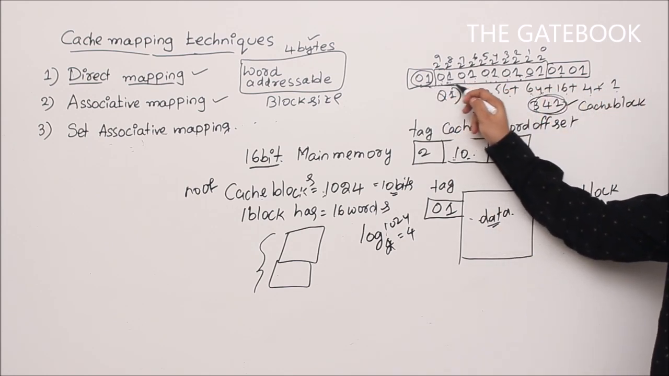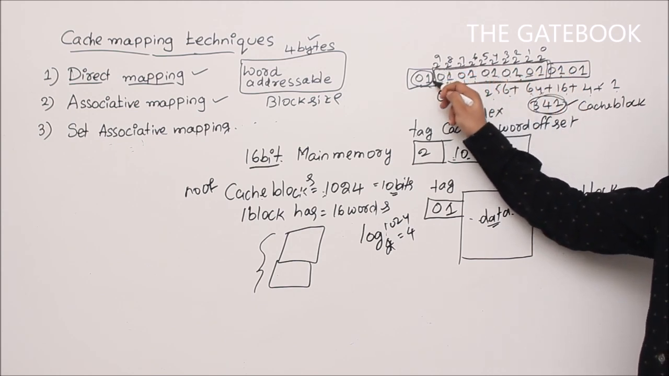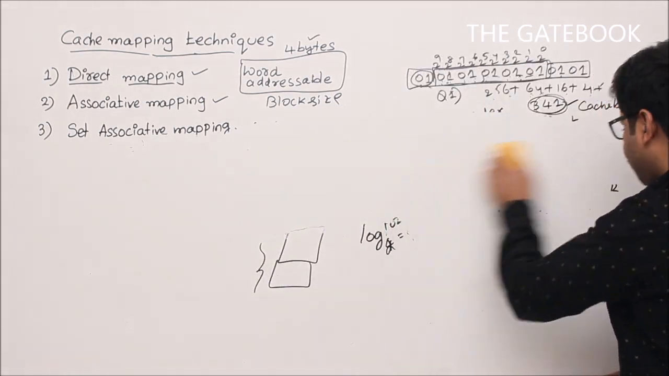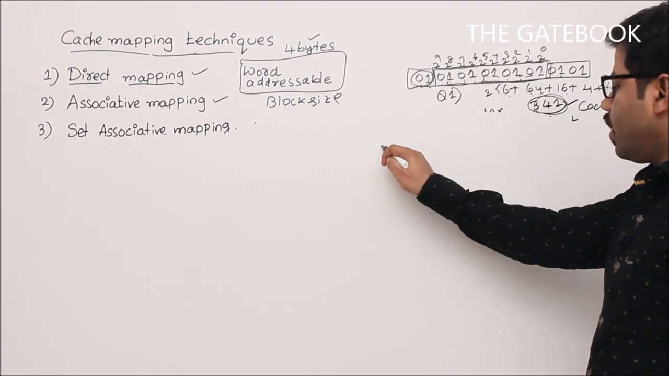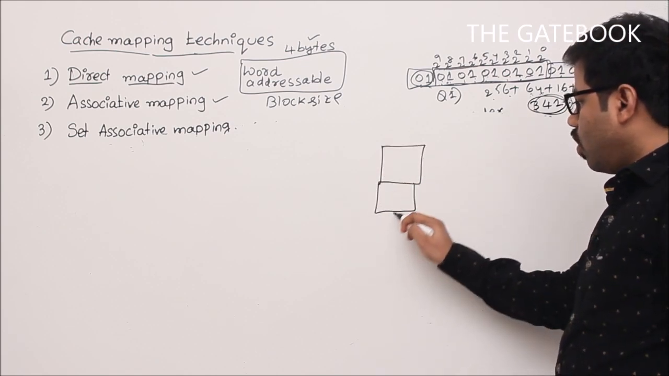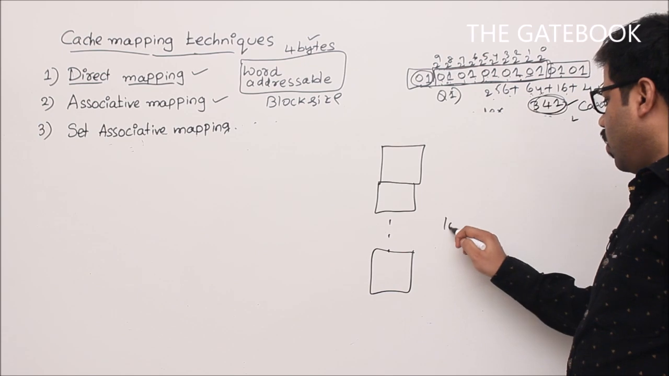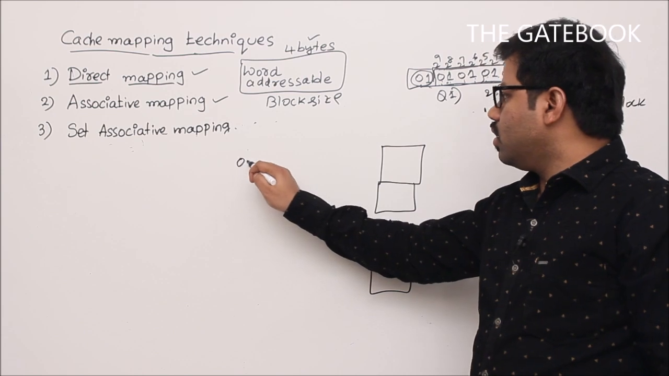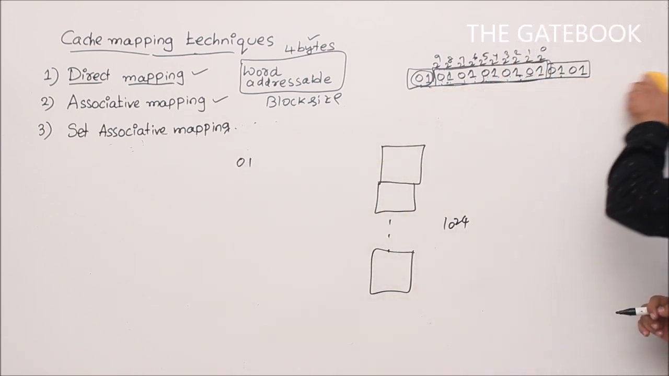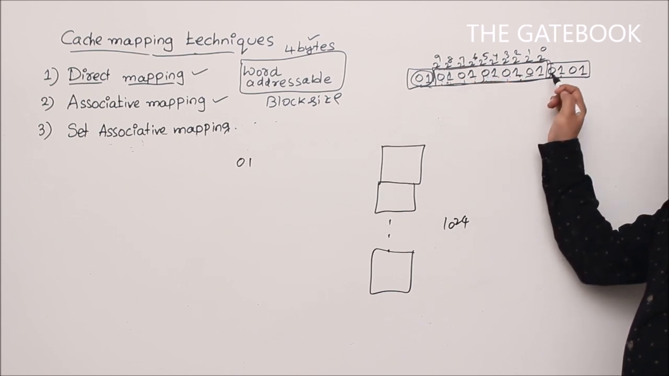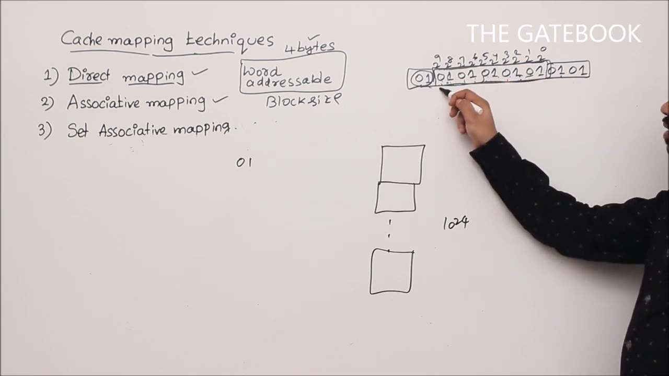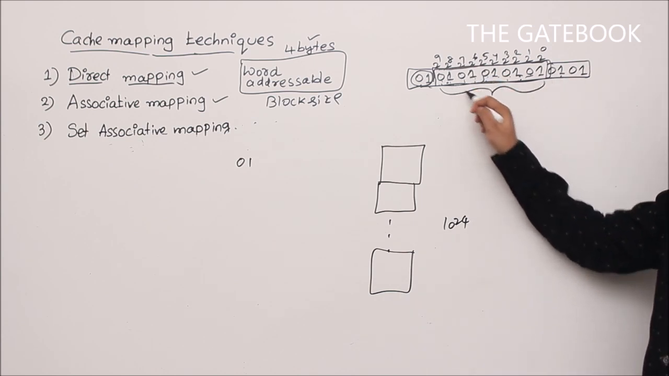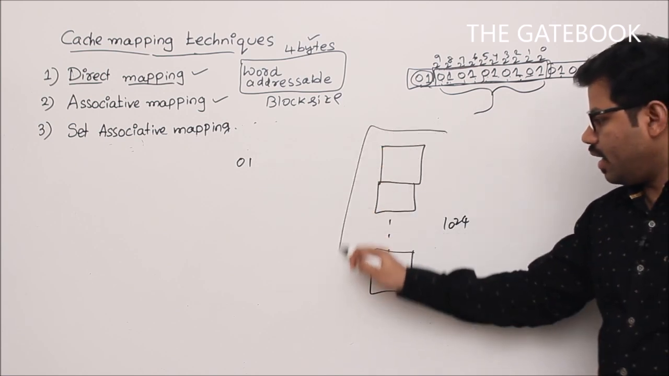Then we take this one directly, and using that we are going to index into the cache. I'll show that with one picture. Let's say this is your cache, with a lot of blocks. How many blocks are there? 1024. Whenever the processor sees a memory address like this, this binary pattern will be extracted. Only this pattern will be taken.